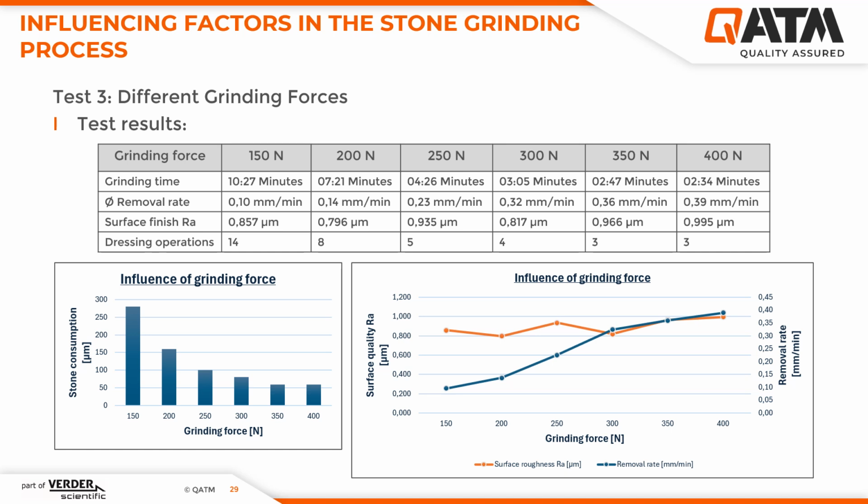Here too, the results of the series of tests are very clear. As the grinding pressure increases, the removal rate increases and the surface quality remains constant. From the grinding force of 300 Newton, however, the curve of the removal rate flattens out. There is a risk that my sample material will deform due to too high normal forces during the grinding process. Therefore, I would limit the maximum grinding pressure to 300 Newtons for my chosen sample material.